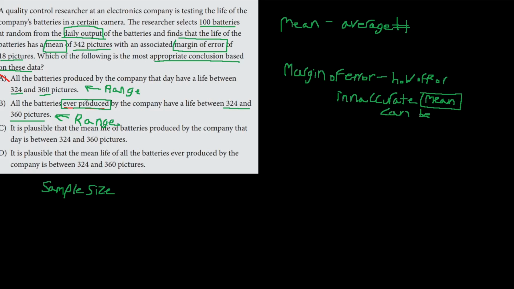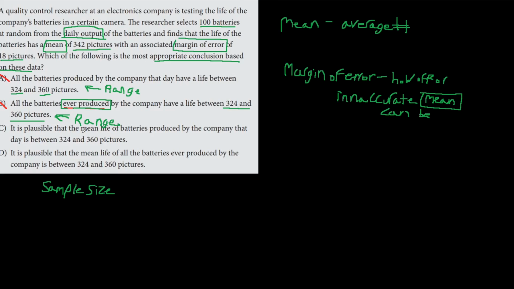We don't know anything about the batteries that were produced yesterday or the day before that, or about the batteries that are going to be produced the next day, right? We only know about today. So this is wrong because it exceeds our sample size, our daily output, right? So now let's go into C.